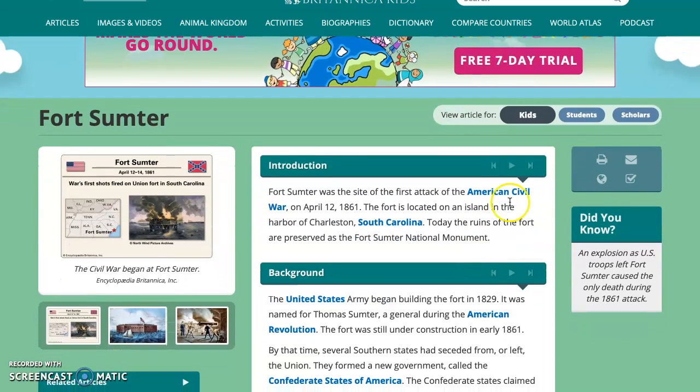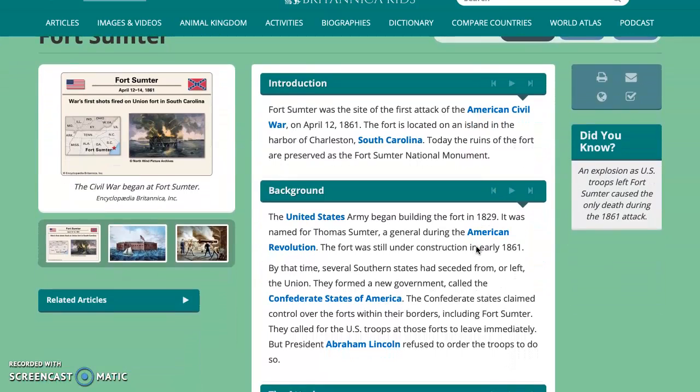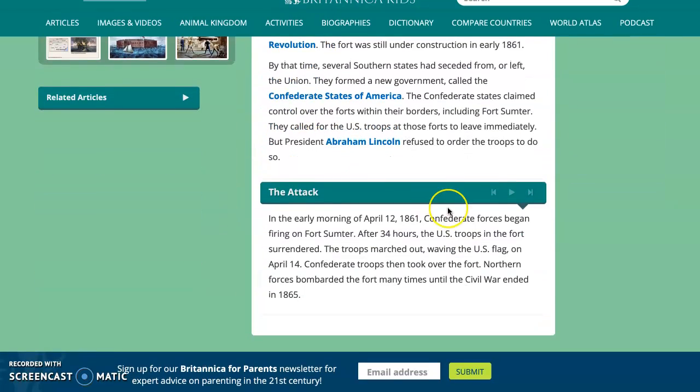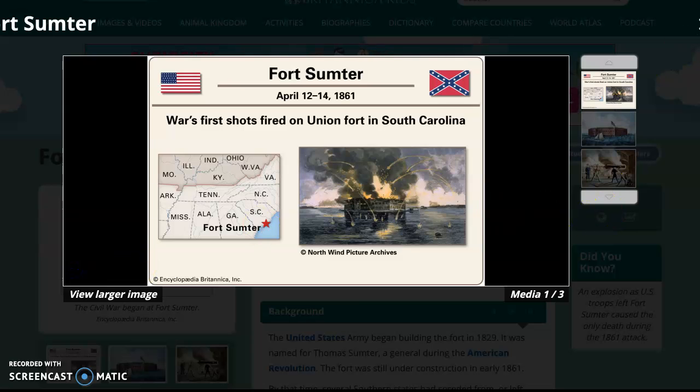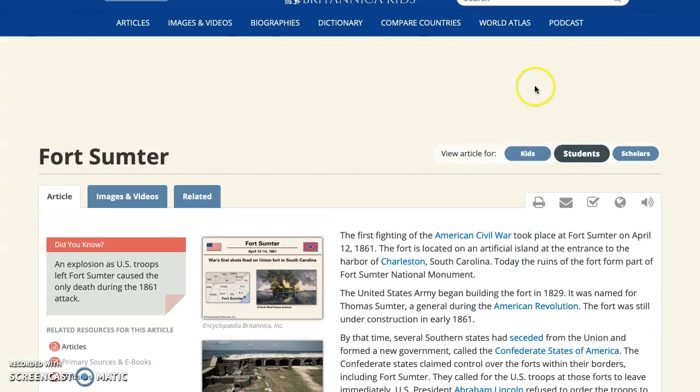So this is a little article. The students can listen to it or read it. This just gives you more information about why Fort Sumter is important. The thing that I really liked about this is it gives you different pictures that they could look at, as well as it has a students section. So that was the kids section.